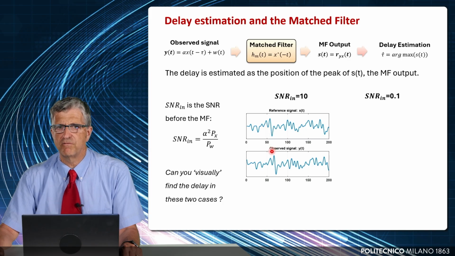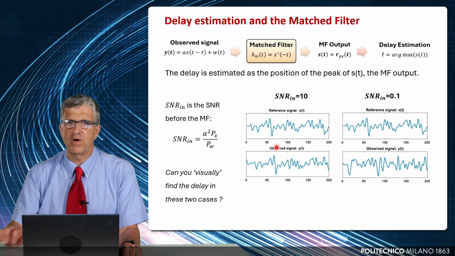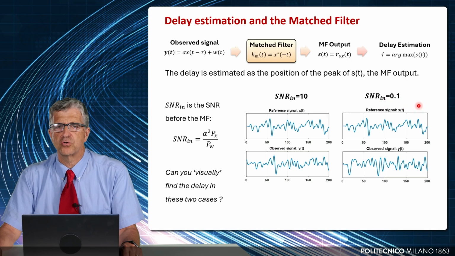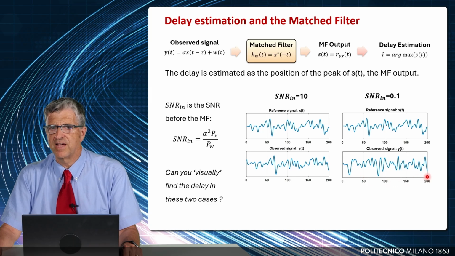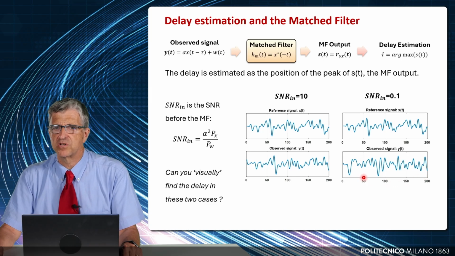We can appreciate visually that the observed signal is delayed, and we can also, just by shifting it, compute the delay. But when the signal-to-noise ratio goes to a very low number, in this case, this is a reference signal, but the observed signal is so highly corrupted by noise that I cannot acknowledge that this signal is a copy of this.